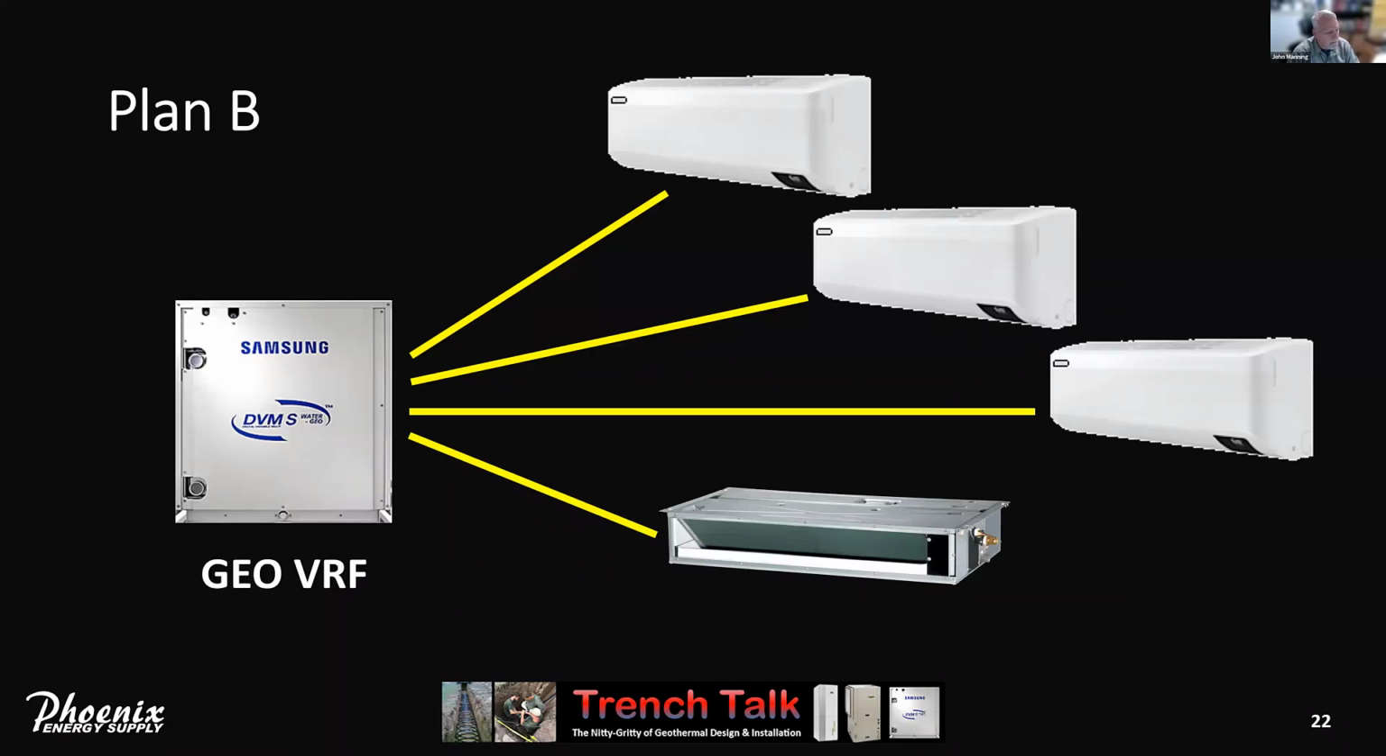Plan B, if the hydronics puzzle becomes less than ideal and you're going to end up with COPs of 2.2 to 2.5, I would suggest you consider Plan B and geothermal VRF. You can leave the entire hydronic system alone, leave the boiler in place, put in, similar to what everybody's doing with air source heat pumps, multi-head air source VRF. Samsung offers a water-cooled version that can be connected to a geothermal loop, and the COPs will be a lot better.